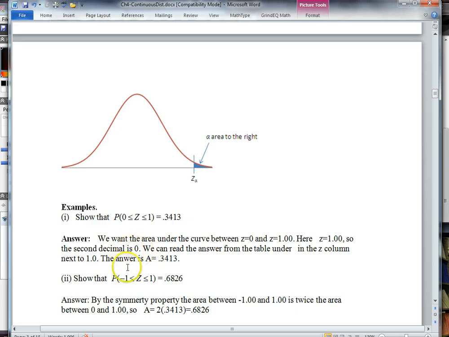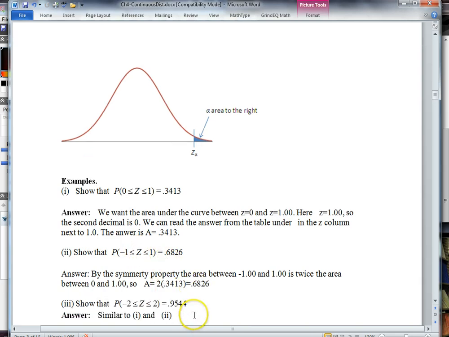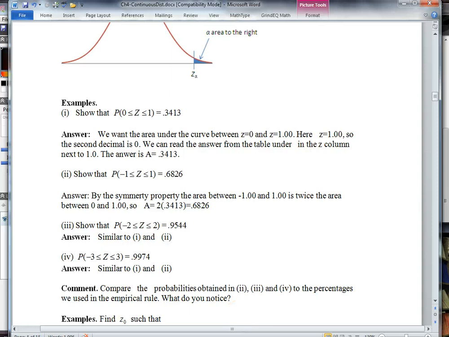However, if I want the area between -1 and 1, I'm going to use the symmetry property, because now I have the area between 0 and 1, and between 0 and -1, by symmetry, is going to be 0.3413 again. So I just double my area, and it would be 0.6826. I only need the table to get part of it and use my symmetry property to get the rest of the probability. Okay.